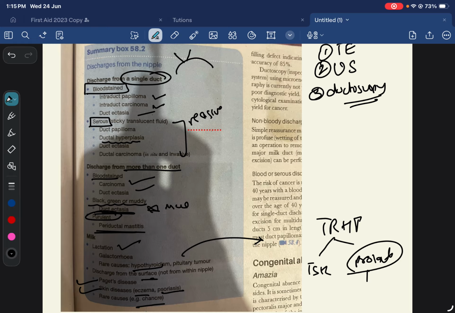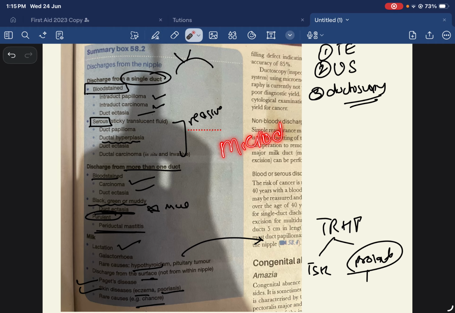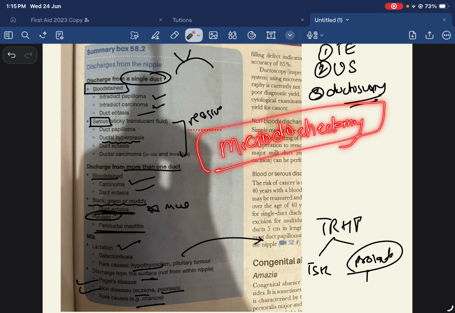And what happens is, for example, if the discharge is quite excessive and leads to profuse soaking of the clothes and causes various social embarrassments, then 1.5 to 2 centimeter of length of the affected major milk duct is removed, which is called microdochectomy. You can take a screenshot of it, microdochectomy, in which 1.5 to 2 centimeter of the affected milk duct is removed.